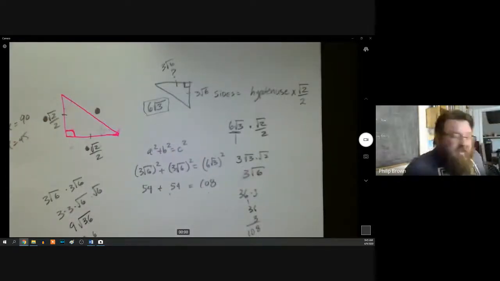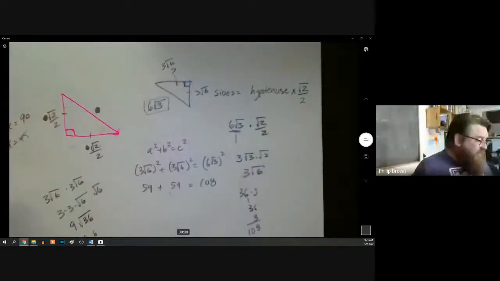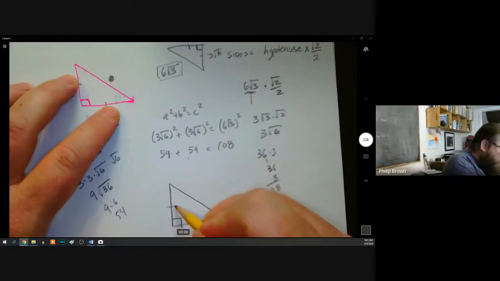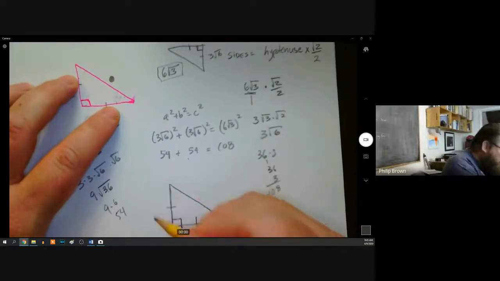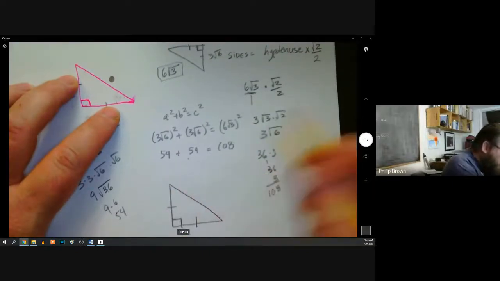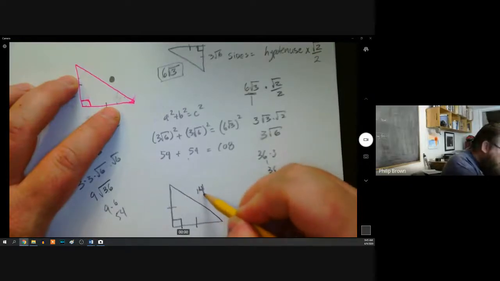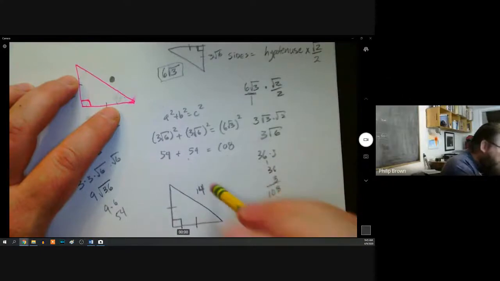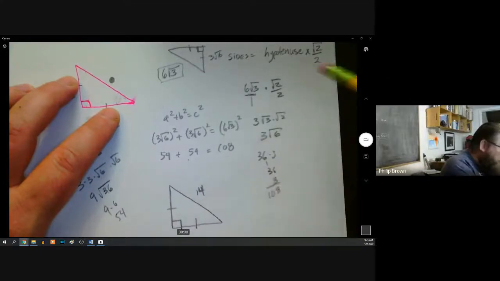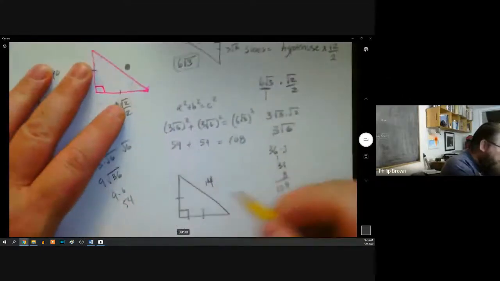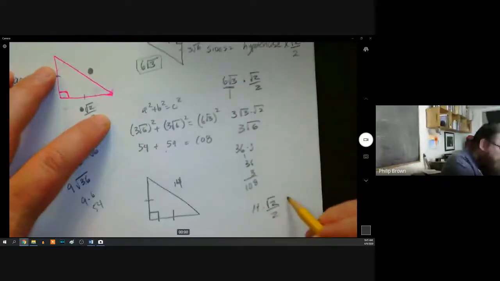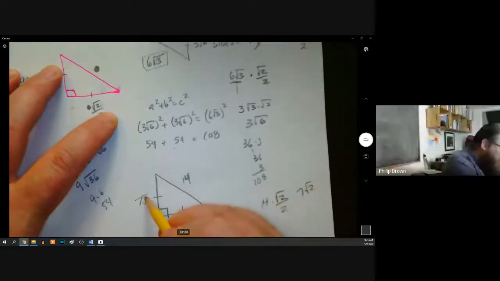Kind of ugly, I know, with those square roots. So let's try a simpler one. Let's say we had one like this, and let's say we knew that the hypotenuse was 14. To find those two sides, we take that hypotenuse, whatever it is, and multiply it by the square root of 2 over 2. So 14 times the square root of 2 over 2 reduces to 7 root 2. So these are both 7 root 2.